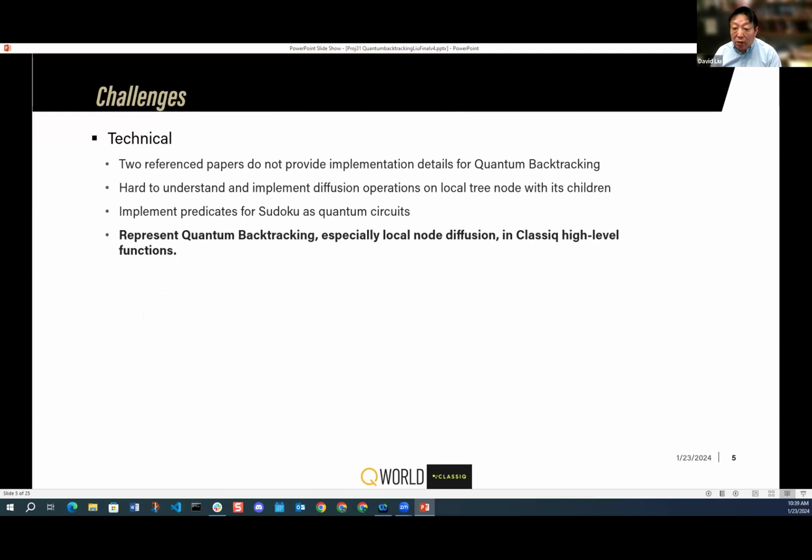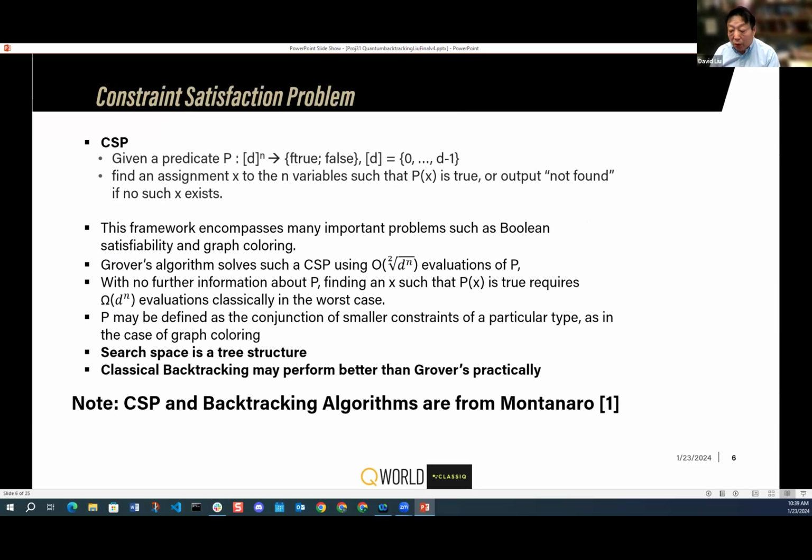There are certain challenges here because we don't have all the information about how to implement this, especially how to do the diffusion operators over local trees. So that's a challenge we try to overcome. Also, we have a problem with the team, so we're the only one left. We're going to try to use some open source performance modules, and later on implement it in Classiq.